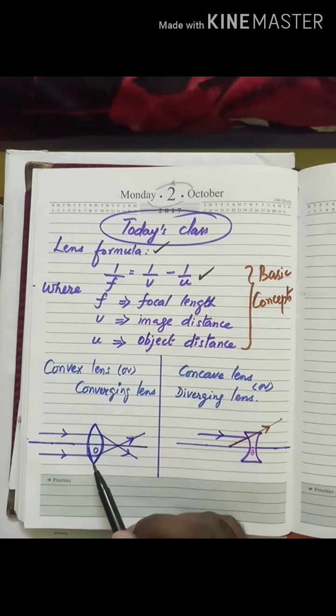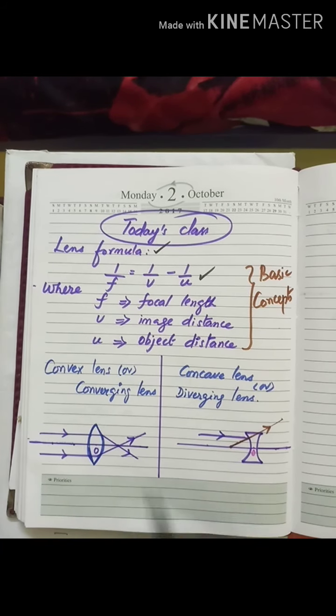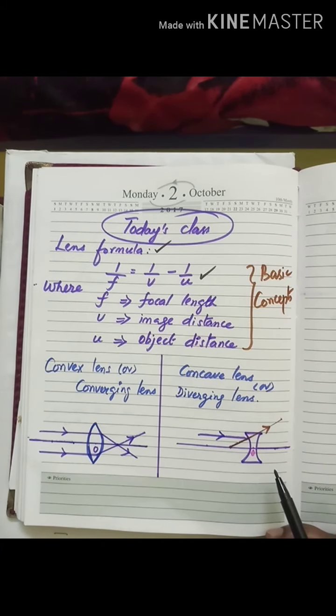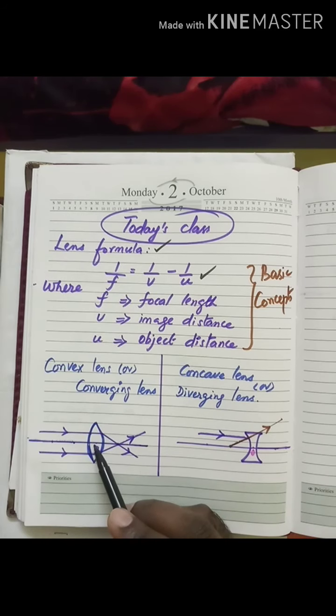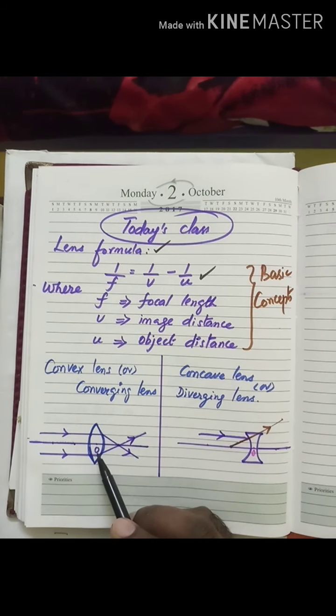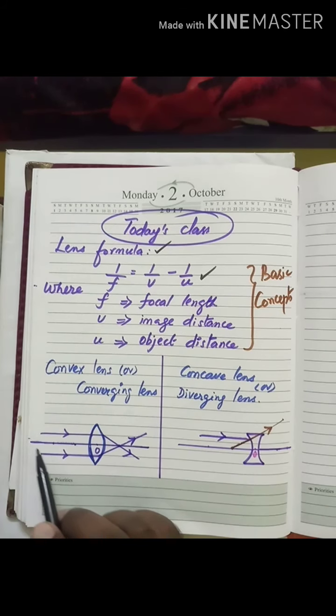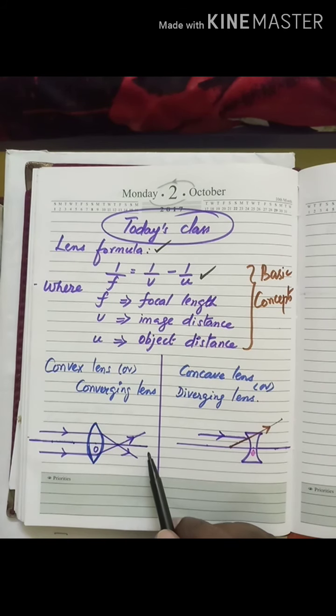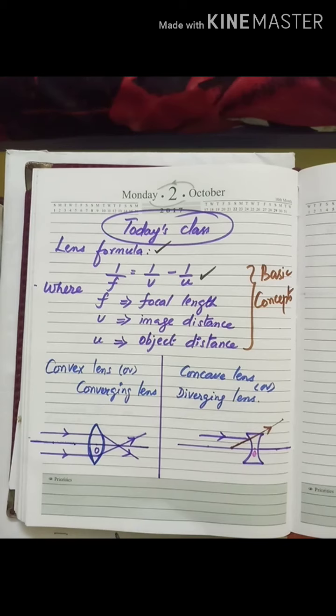See, this is the convex lens and this is the concave lens symbol. The center of this convex lens is called the optic center. If you observe here, there is an imaginary line passing through the center. This is called the principal axis.